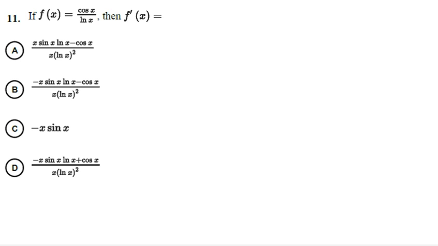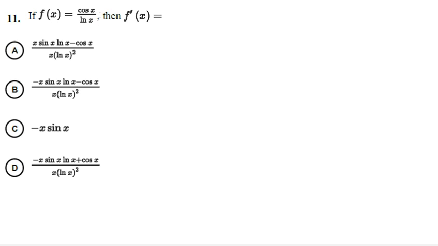Now, we've got a rational function, which means we're going to use our quotient rule. So let's go ahead and write our quotient rule. Actually, no, I'm not going to use f and g. I'll use numerator and denominator.